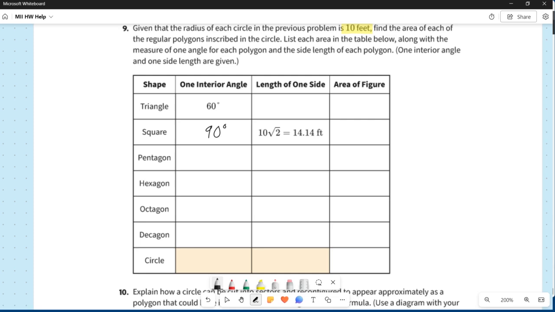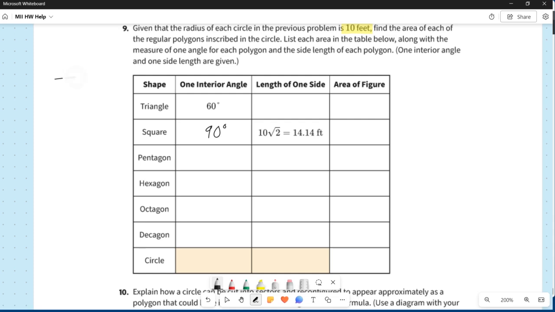So with a pentagon, as we've seen previously, any polygon can be divided up into a number of triangles. And the number of triangles for any polygon is going to be 2 less than the number of sides.